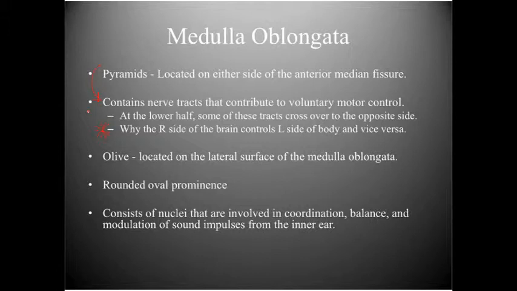The olive is located on the lateral surface of the medulla oblongata, and it's a rounded oval prominence. It consists of nuclei that are involved in coordination, balance, and modulation of sound impulses from the inner ear.